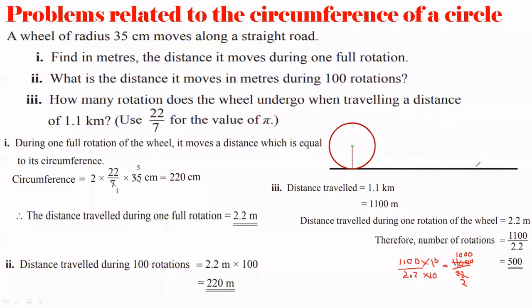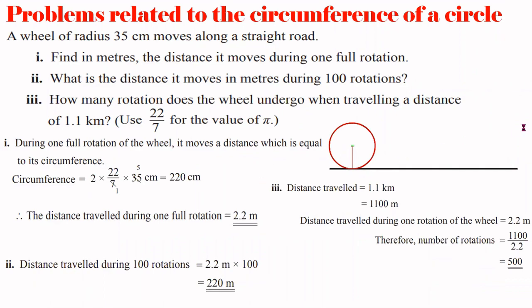Therefore, if the wheel rotates 500 rounds, it will travel 1.1 kilometers. That is the idea. If wheel problems are there, first you have to find the circumference of the circle, because the circumference touches the ground. One round means circumference.